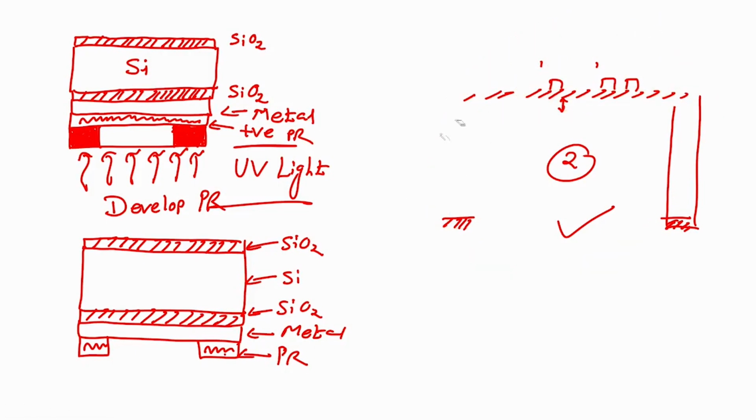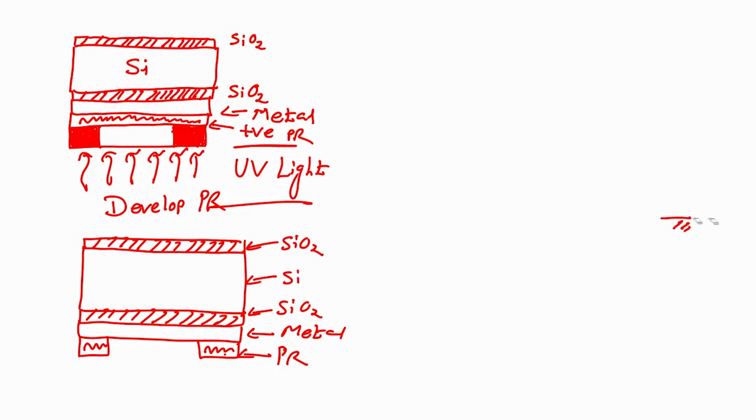Now, let me remove it so that you can see the process flow. So, this is my other one. Now, I will dip this wafer in metal etchant. So, after this what is the next step? After this we will do post baking at 120 degrees for 1 minute. After post baking, I will etch my metal.